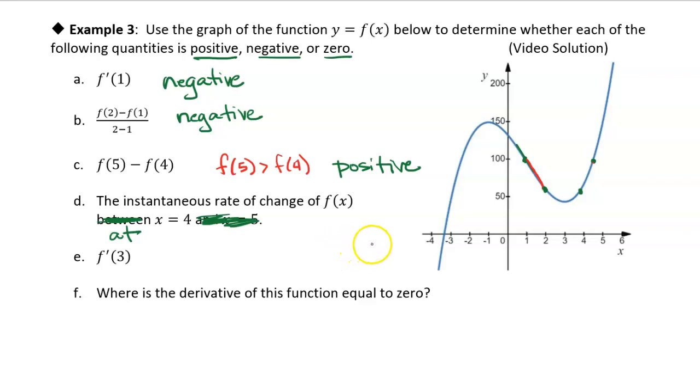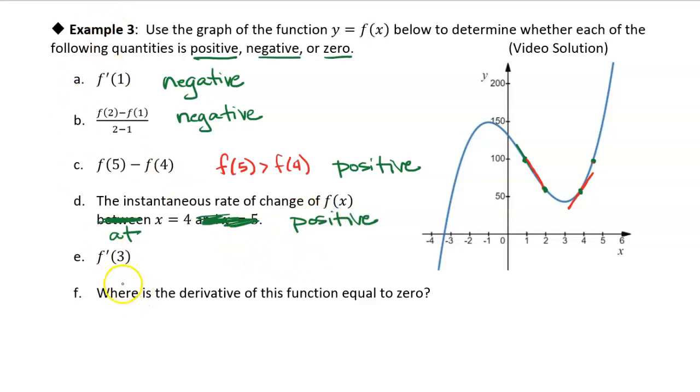I could either have said average rate of change between 4 and 5, or instantaneous rate of change at a point. Well, let's pretend it says instantaneous rate of change of f of x at x equals 4. Then we're looking at the slope of the tangent line at x equals 4. So if I draw a tangent line here that kisses the curve at one point, then you can see that line has a positive slope. So that means the instantaneous rate of change is positive.